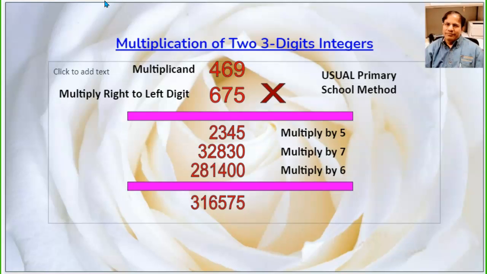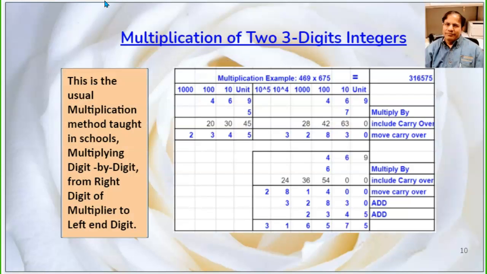2345 as shown. If we multiply 469 by 7, the result is 32830. And if we multiply 469 by 6, then the result is 281400. And if we add up, you end up with 316575. Of course, if we show this individually, the results can be seen on this slide.